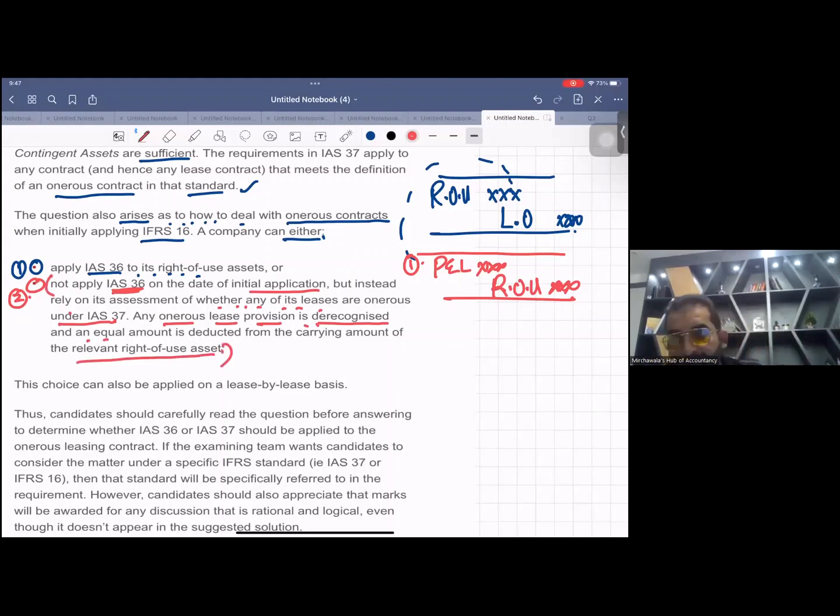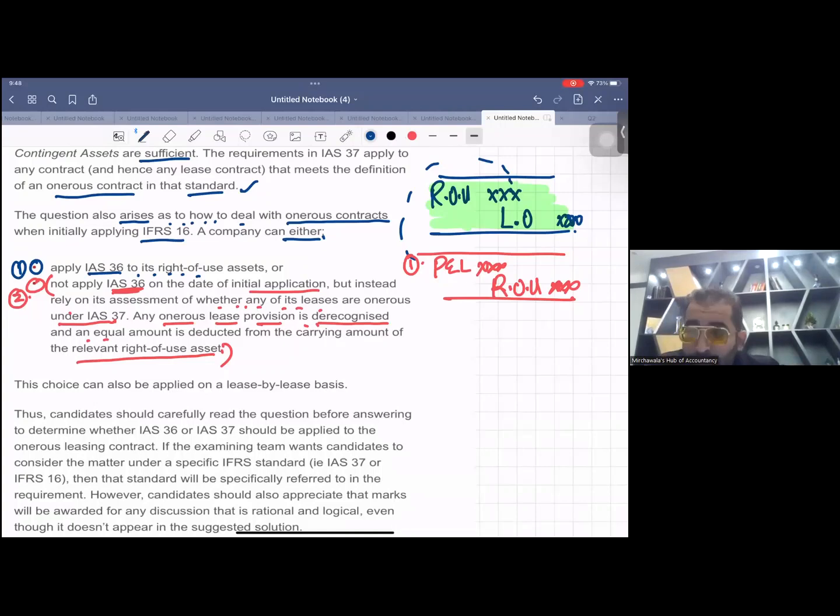This line looks difficult for a student. This is the second option. Listen. Although you have made this entry, I agree. Although you have made this entry, the lease has commenced. Still, you have one more option. What option? You ignore everything and you start accounting for onerous contract.